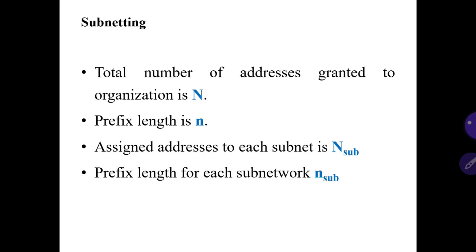Total number of addresses granted to an organization, which you want to divide into multiple sections, has prefix length n. The assigned number of addresses to each subnet is n sub, and the prefix length of each subnet is small n sub. Every smaller network that you are going to divide has its own mask length. Mask length will vary depending upon how many addresses are there in the particular block.